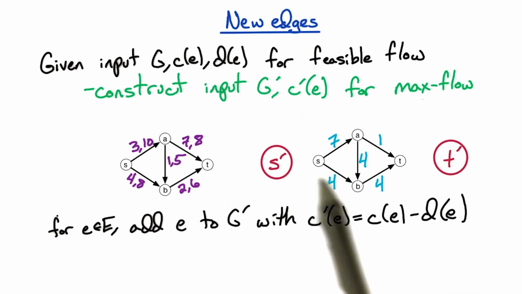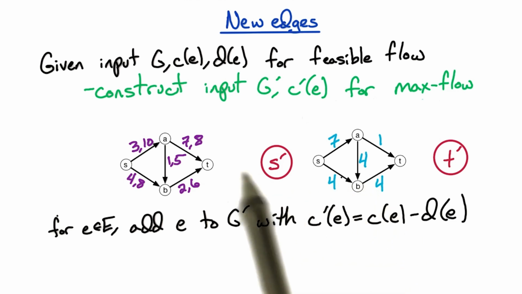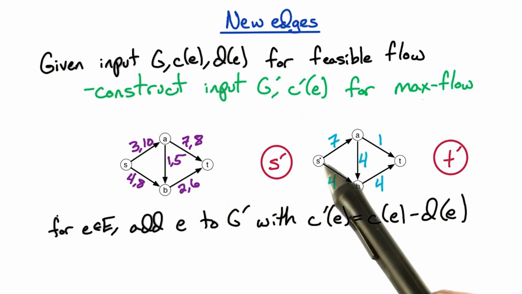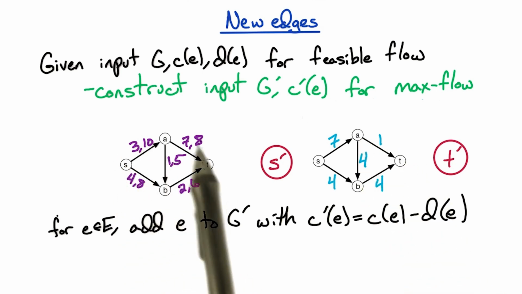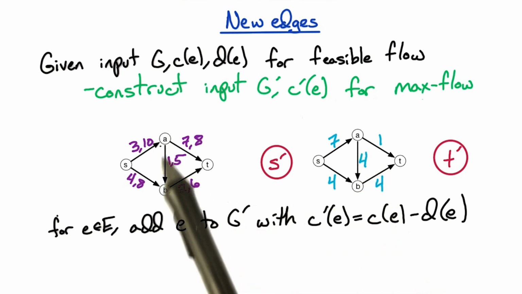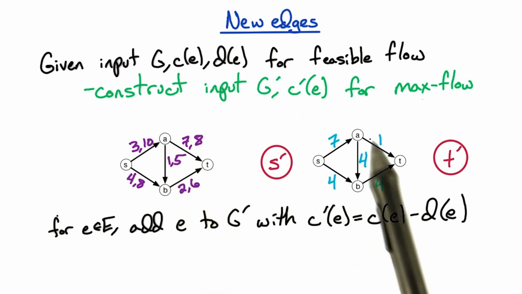Now we're going to have to add additional edges to this graph. Let's get some intuition for what these additional edges have to accomplish. We want a valid flow in this graph G prime to correspond to a feasible flow here. So suppose we have a 0 flow here. So we have flow 0 from S to A, 0 from A to B, and 0 from A to T. Now what is that going to correspond to over here? Well, 0 flow along this edge is going to correspond to flow 3 along this edge. 0 here is going to correspond to flow 1 here, and 0 here is going to correspond to flow 7 here, because the minimum flow here is going to correspond to the minimum flow here.